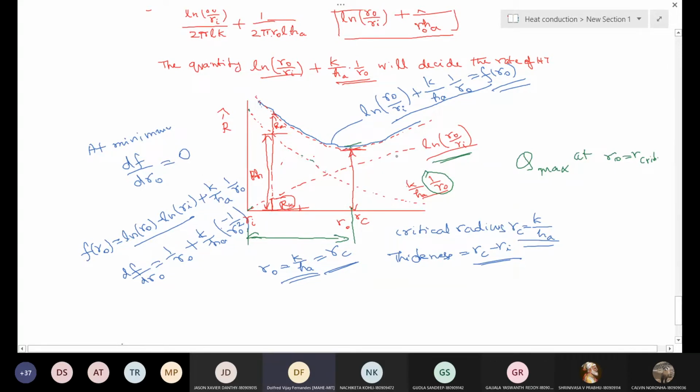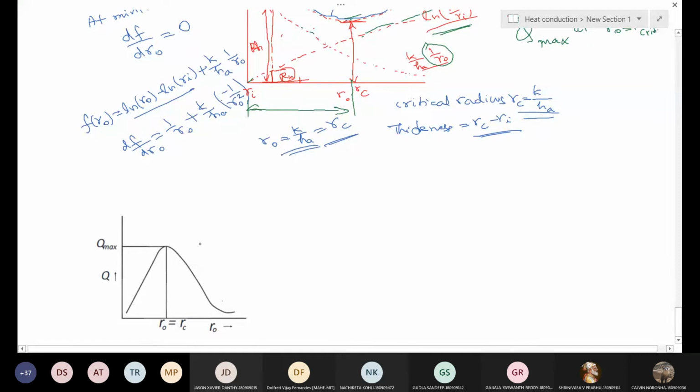So you can see this here. The conduction resistance goes very high, and because of that we have total resistance increasing. This we found.